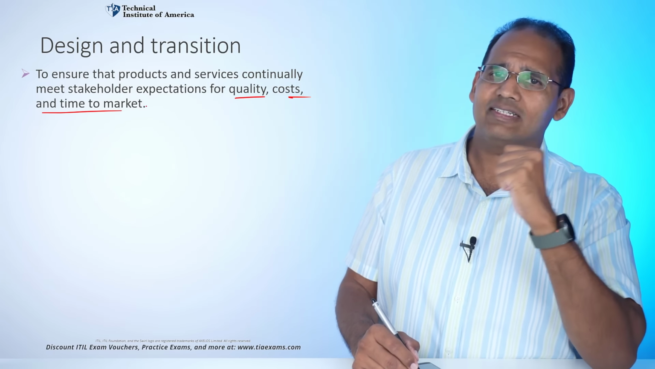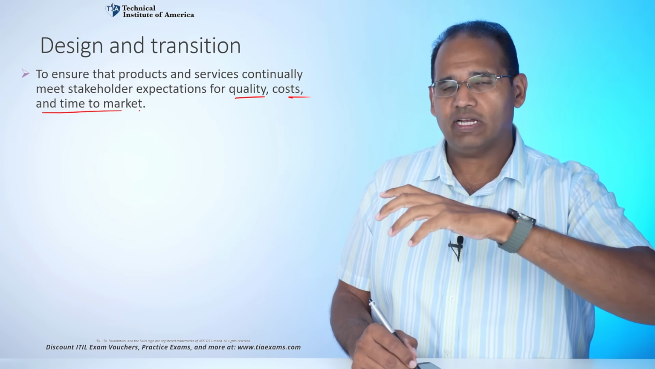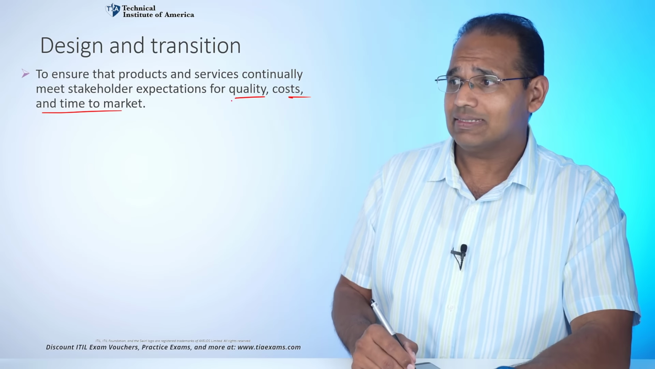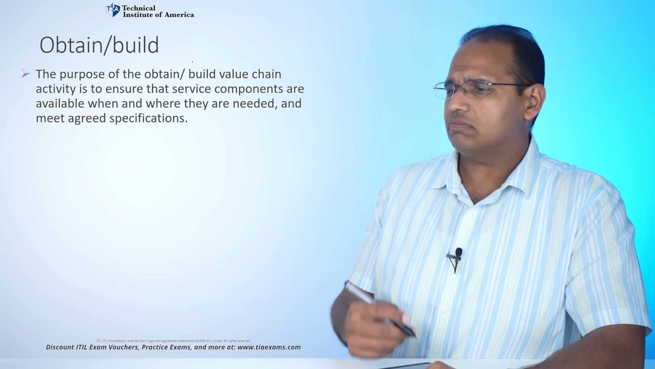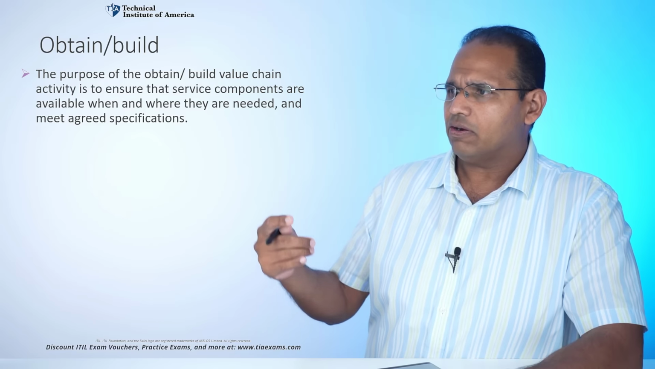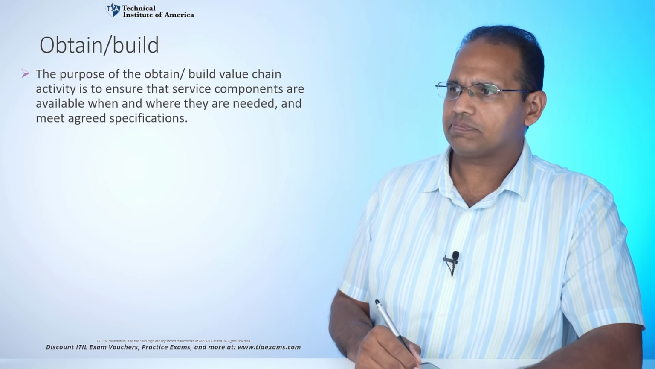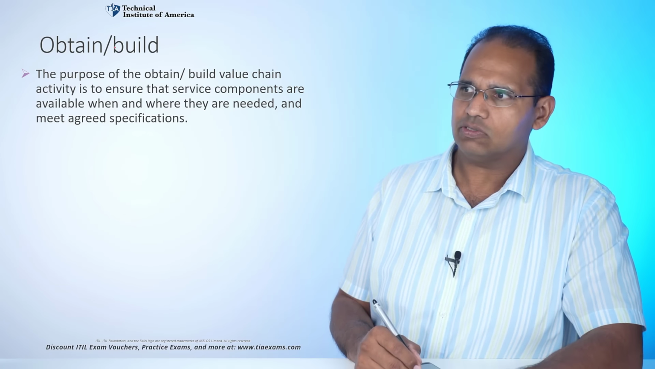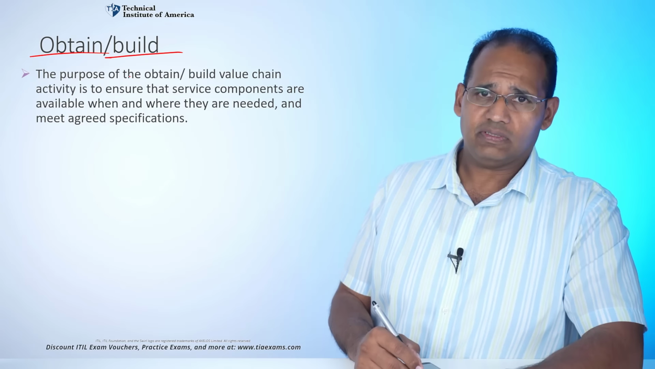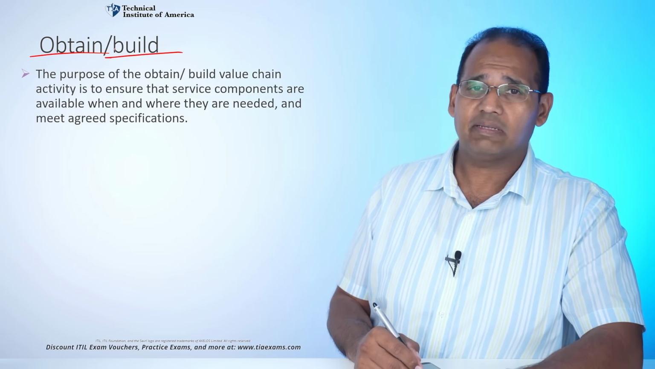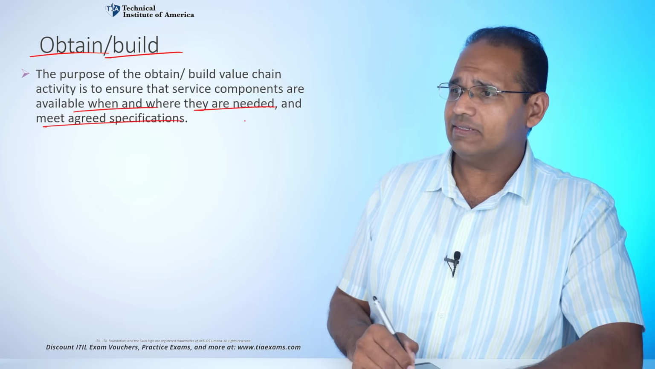You also want to be able to, when you transition a service, maybe it's going from designing to execution, or designing to programming, you have to make sure that it's cost effective. Obtain and build. In the center of the chain, when we have a service, do we build the service internally or do we obtain it externally? Parts of a service I'm talking about. So, for example, you're doing email to your customers. Do you build out your whole email servers and system, or do you obtain it from Office 365? A component of a service, maybe certain security services, do you do them internally, you build them out, or do you obtain them from outside? The purpose is this: to ensure components are available when and where they're needed, and they meet certain specifications.